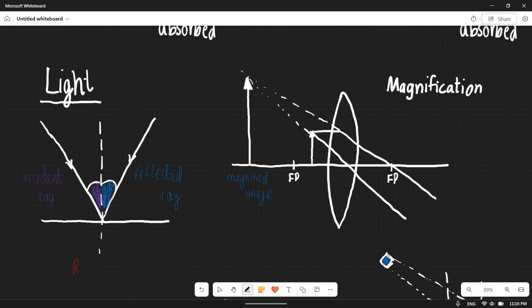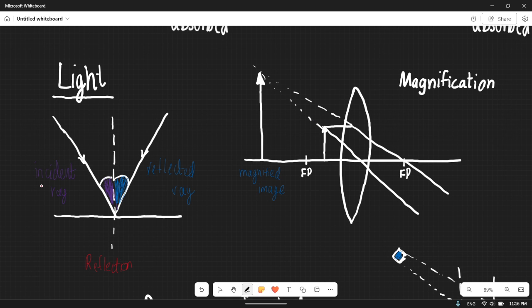Now, this is reflection. As we said, this ray is called the incident ray, and this is called the reflected ray because it's being reflected. Now, the same thing: angle of incidence is the same as angle of reflection.